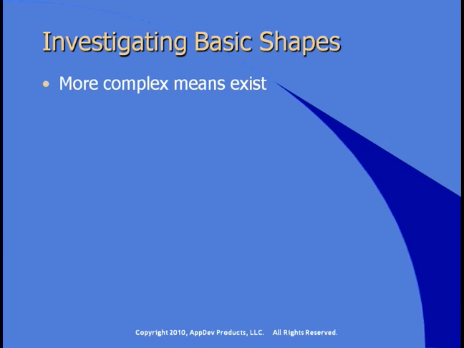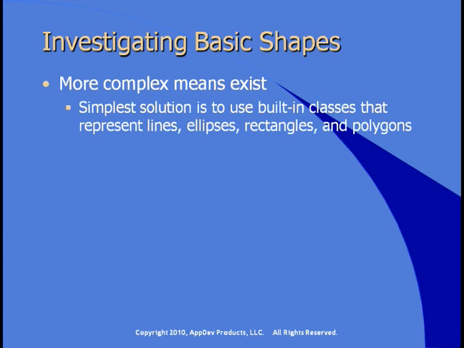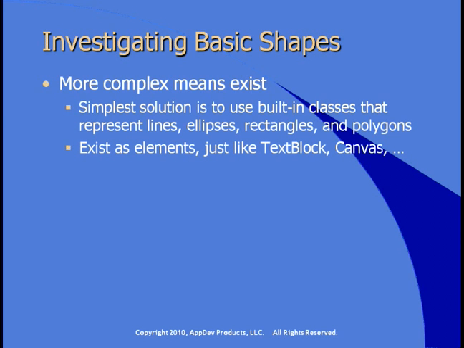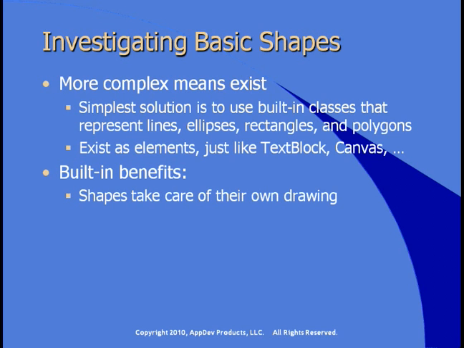More complex means do exist, but the simplest solution is to use built-in classes that represent lines, ellipses, rectangles, and polygons. That is, before you go any farther, try to use these. These exist as elements, just like text block, canvas, and all the other elements that make up your XAML markup. There are some built-in benefits from using these shapes. For example, shapes take care of their own drawing. You don't have to do anything, just put it in your markup and it works.